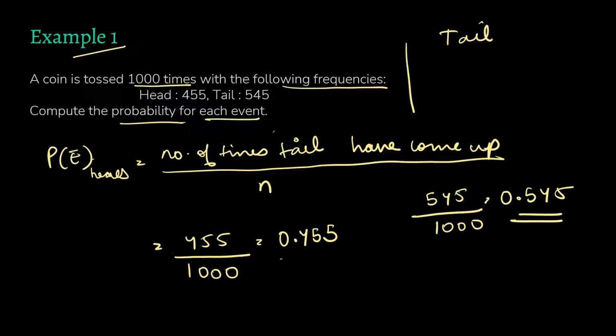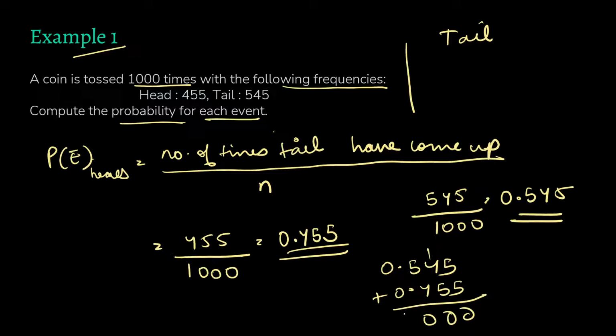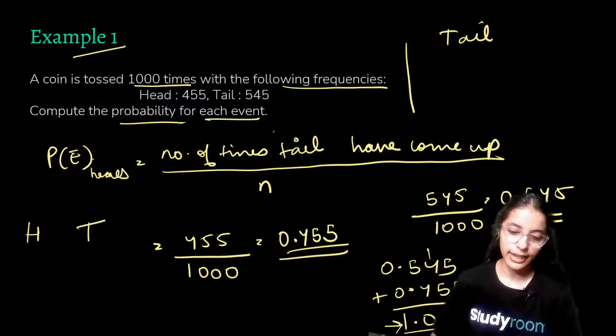Now you may notice here that when you add these two, that is 0.545 plus 0.455, you'll see that it will give us 1. That is the total probability. That means that these are the only possible outcomes that can occur. And this is very true. Whenever we flip a coin, we can either get heads or we can get tail, right?